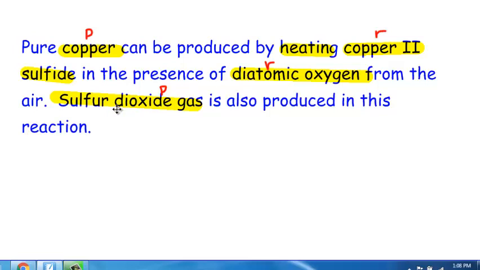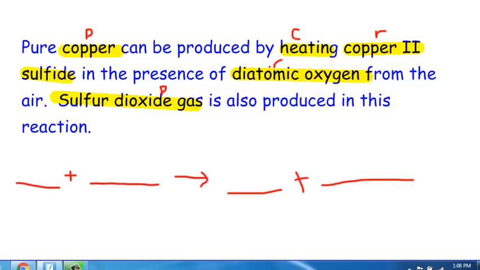Is there a catalyst here? Heat. So you should have identified heat as a catalyst in this case. So we've got the two reactants and two products. Okay, so now let's think about what our reactants are.